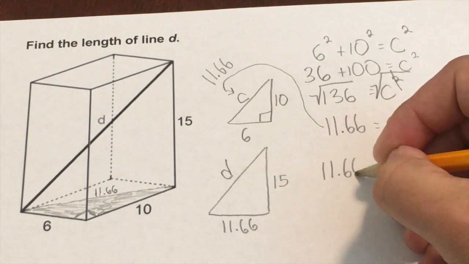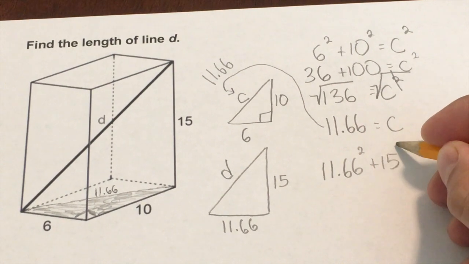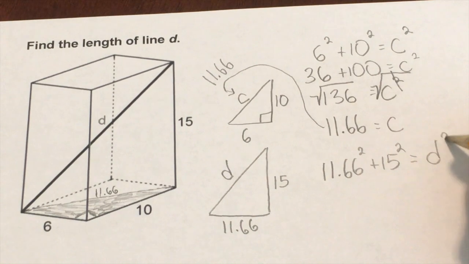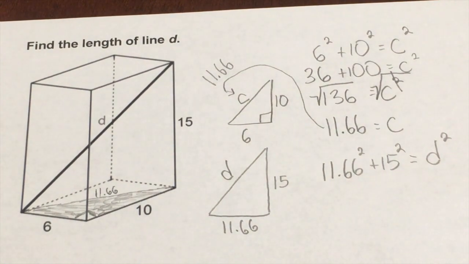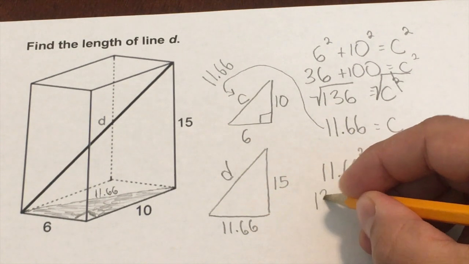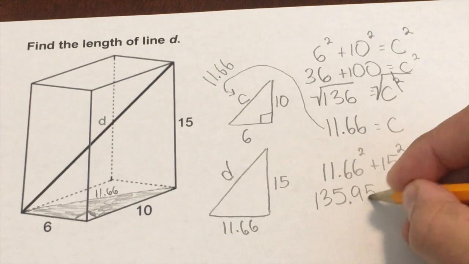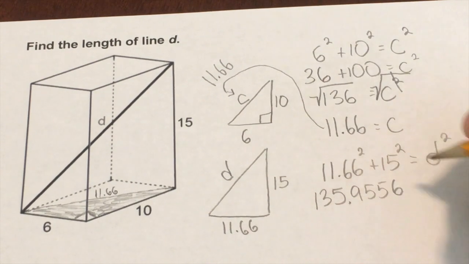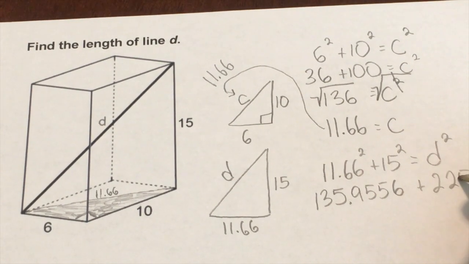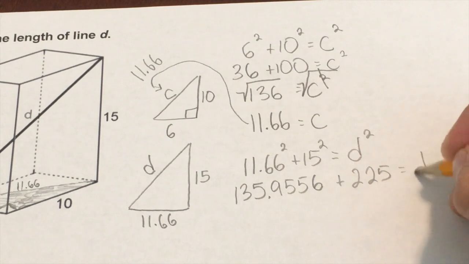11.66 squared, 15 squared equals D squared. Do a little calculator magic. 11.66 squared, 135.9556. 15 squared, 225 equals D squared on the right side.